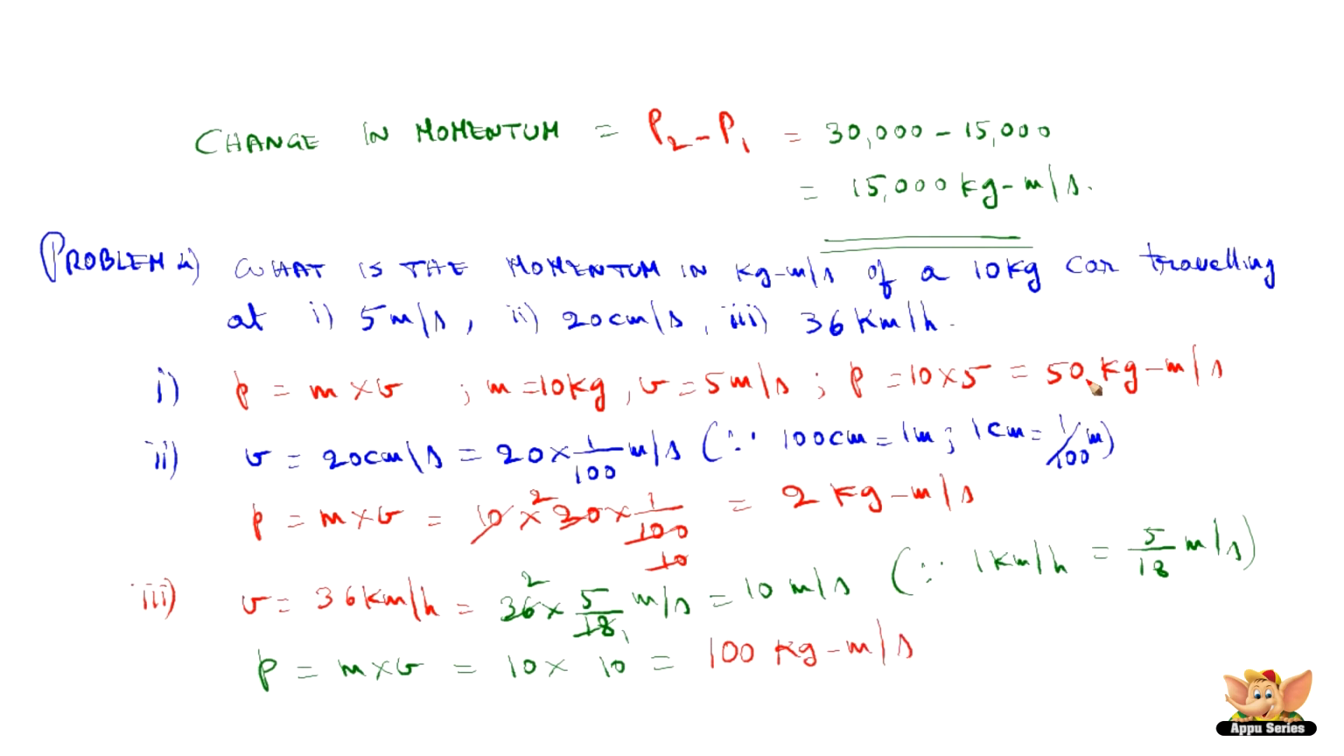So we understand one thing from this problem. The mass is the same, but the speeds are different. And the momentum is the least when the velocity or the speed is the least. Momentum is maximum when velocity or speed is maximum. Problem 5.